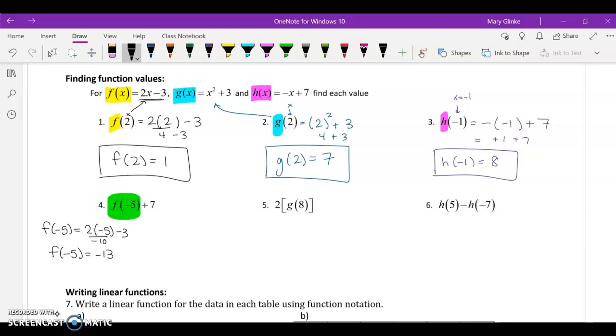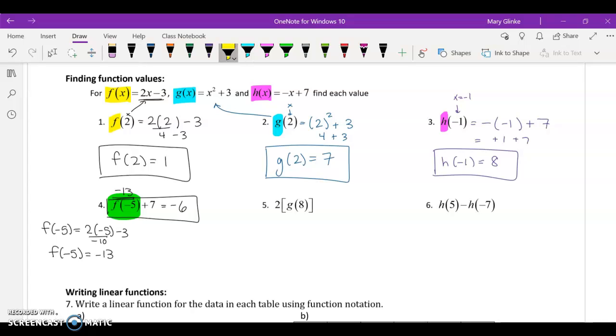So what that means is this first part here is saying f of -5, which when I did that, I got 13 for that. So if I do -13 and then plus 7 at the end, that's going to give me -6 in total. So use your function notation and find that first, and then take that answer and do whatever else is with it.